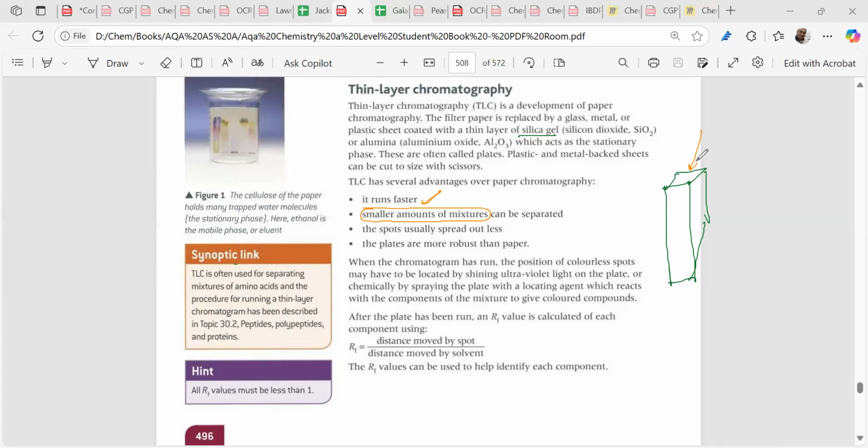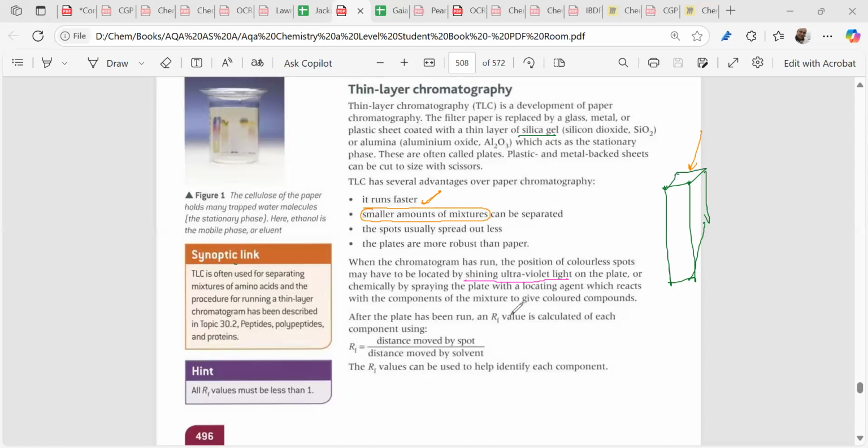So this is very important: whenever we are taking a colorless solute, as I discussed, we can easily spray a locating agent. Now, the new improvised way is that we can also shine ultraviolet light. This is also an option. We don't use ultraviolet light for all solutes. We use ultraviolet light for those particular solutes which absorb in the ultraviolet region, and there will be an emission spectrum happening. That means you'll be able to see the position of the solute when the ultraviolet light is shone, right?